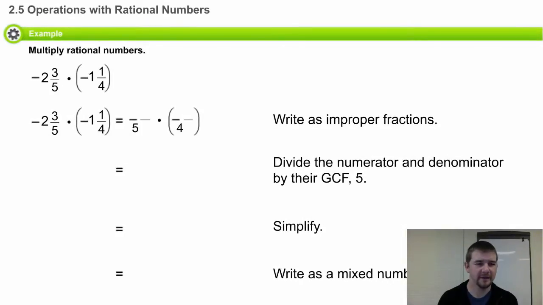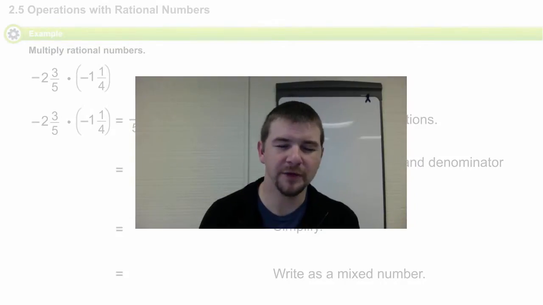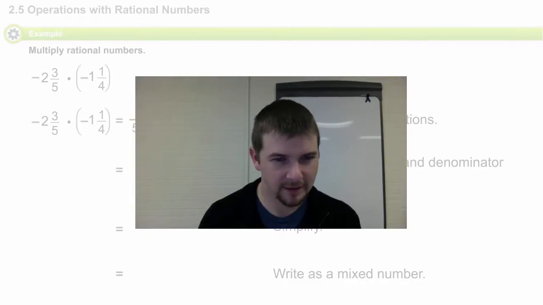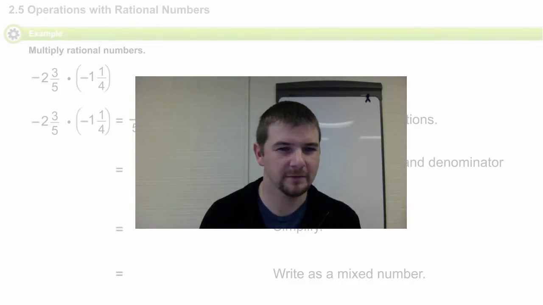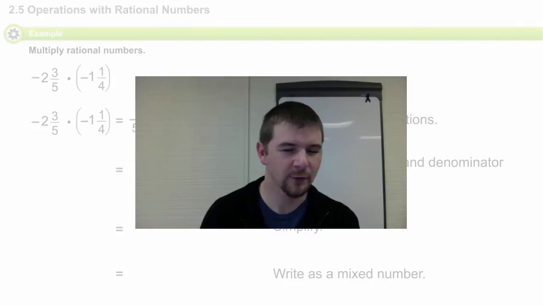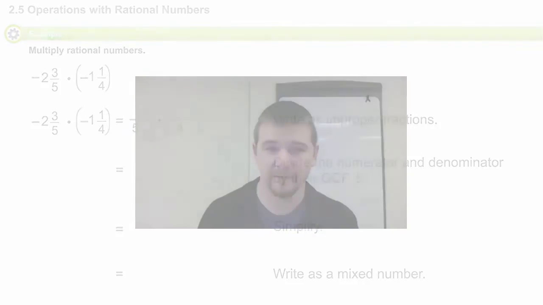Section 2.5, example problem 3, multiply rational numbers. Well, we already know that when we multiply two numbers whose signs are the same, whether they're both positive or both negative, our resulting product will be positive. The same thing applies when dividing. If the signs match and we're dividing two numbers, the result is positive. Now when the signs don't match, so we have one negative and one positive, regardless of whether we're multiplying or dividing, the result will be negative.